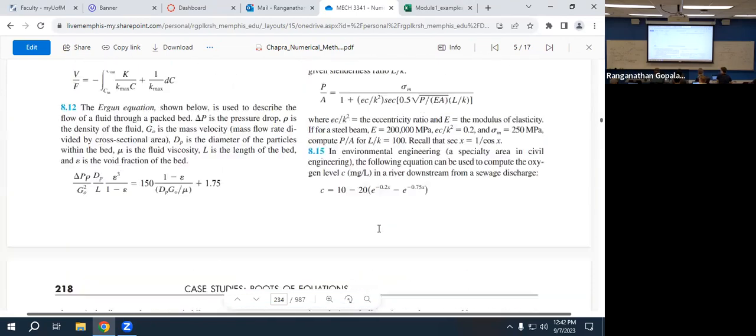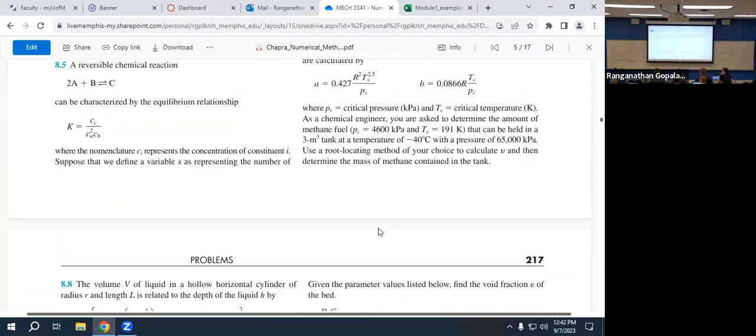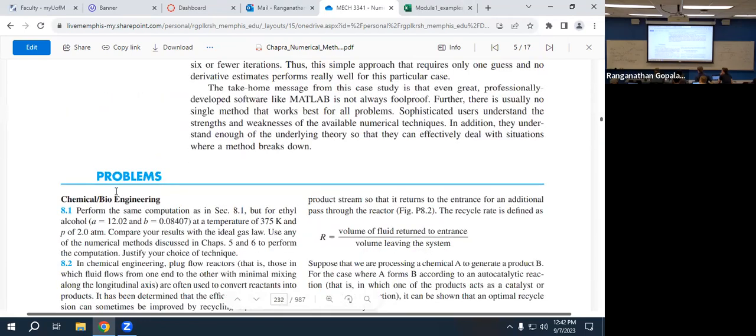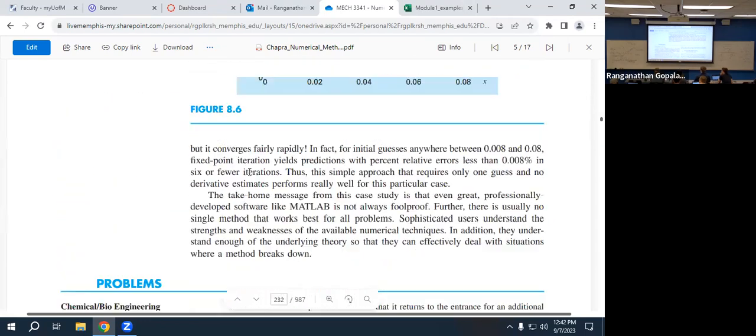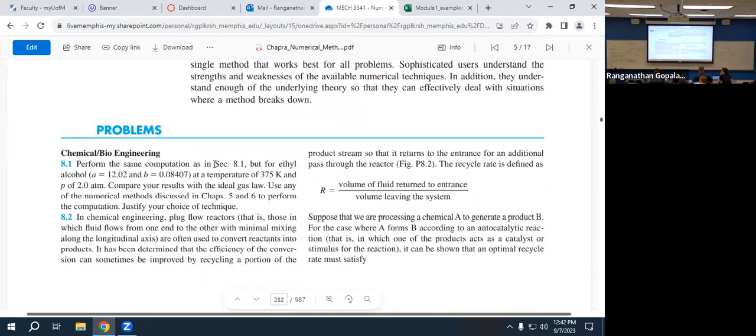My suggestion is to go through problems in this chapter 8 or even the examples in chapter 8 and try to do as many as you can.